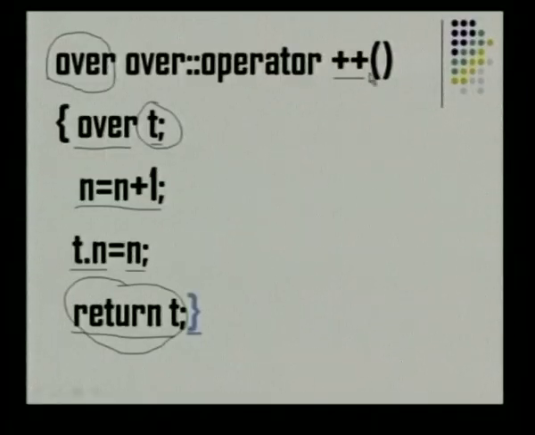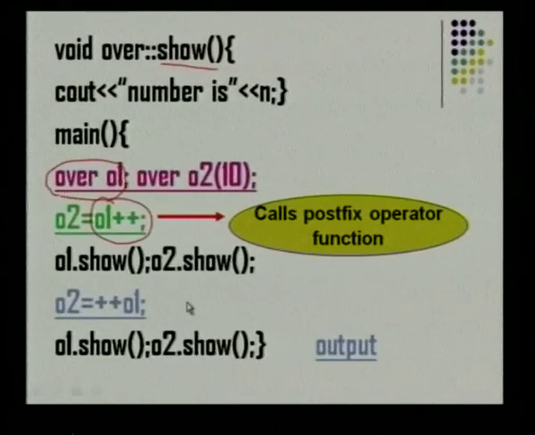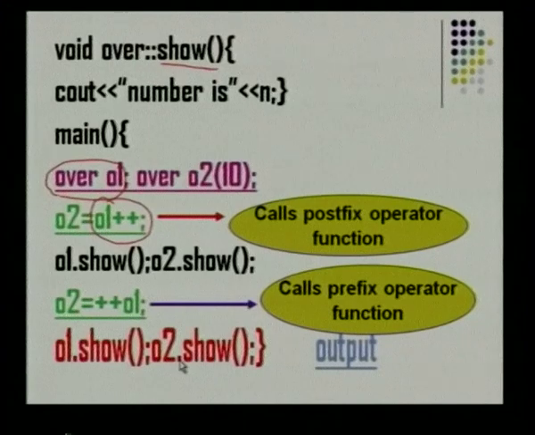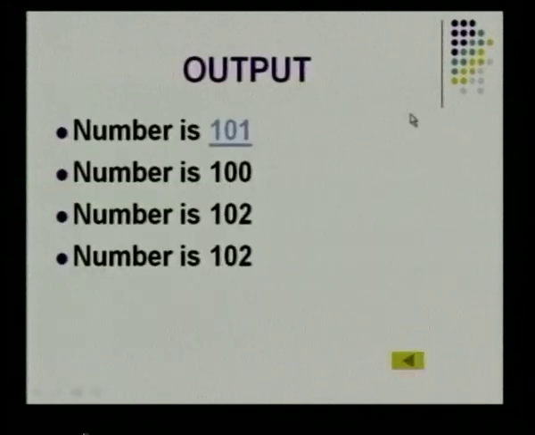In this case a compiler will take it to be a prefix operator function and it will go to the prefix operator, the one which is not having any argument. Here you are going to increase the number by 1, assign it to the object and return the object. First you see the same value, then the incremented value, and then the prefix operator increments the value twice. So, once again you are having O1.show and O2.show. This is how the output will look.